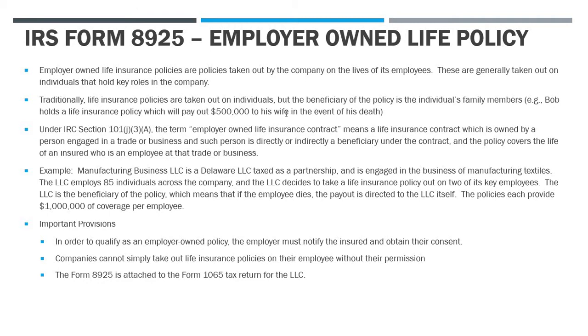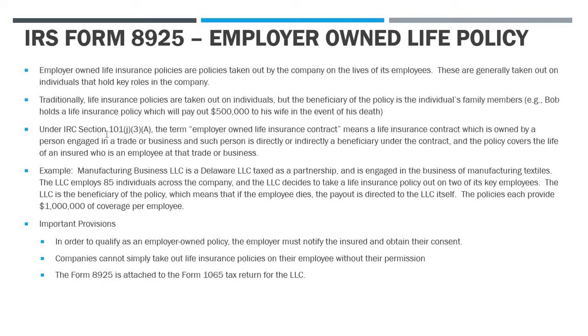Now, traditionally, life insurance policies are just taken out on individuals, and the beneficiary is a family member of the individual, right? So if Bob holds a life insurance policy on his life, in the event of his death, it pays out $500,000 to his wife, right? That's the most traditional type of life policy you come across, but with these employer-owned policies, the employer is the one that takes out the policy, they pay the premium, and so in the event of the employee's death, the employer, the company itself, is getting the payout. It's not going to another individual.